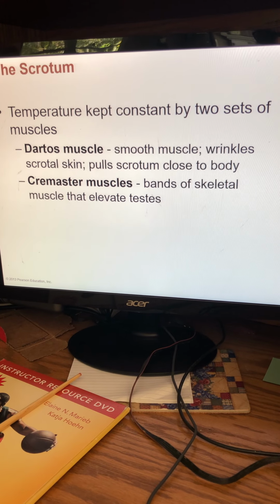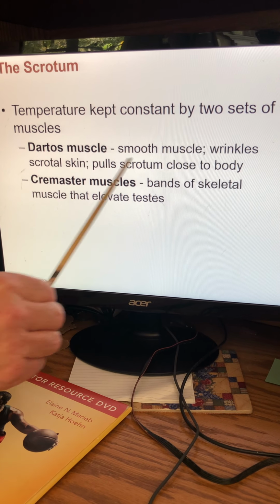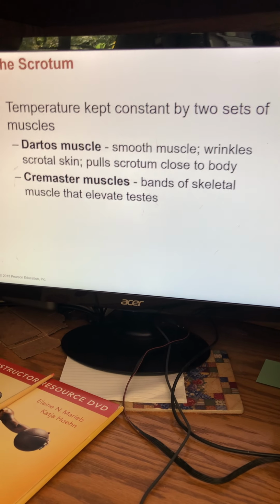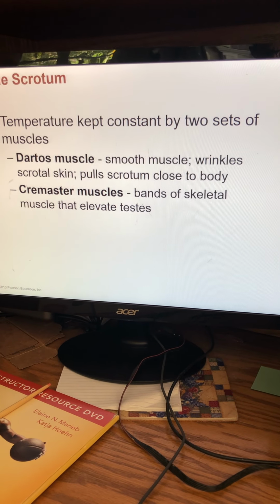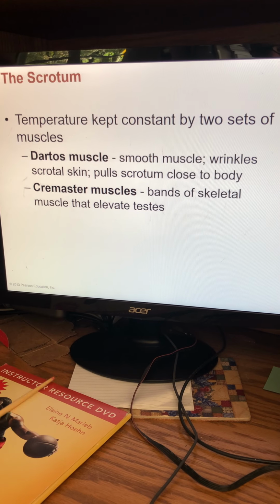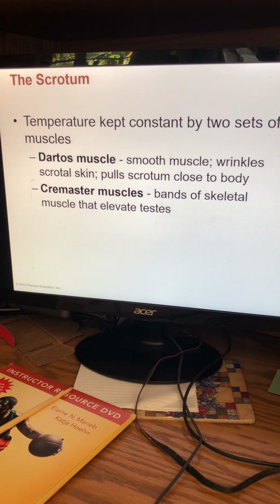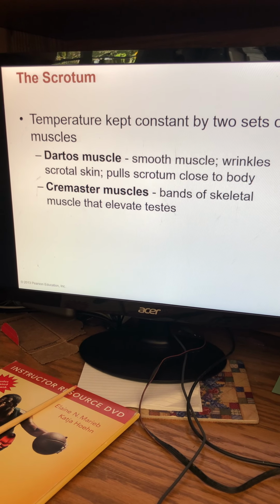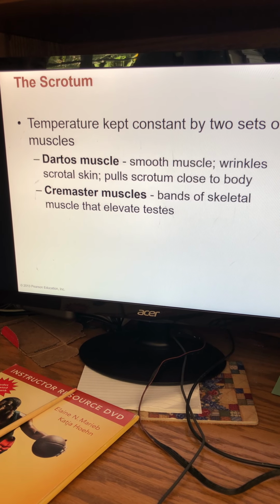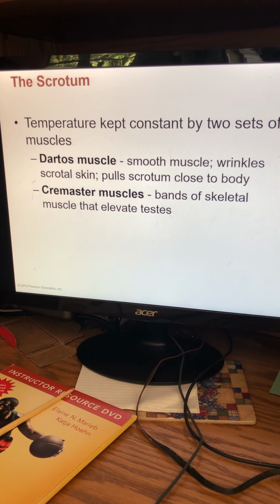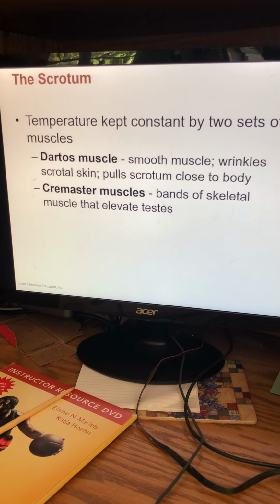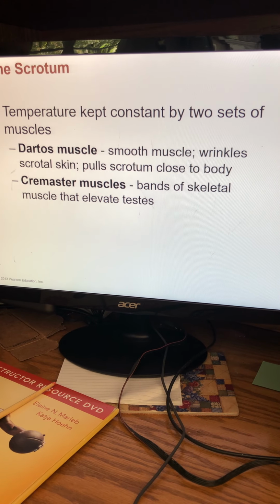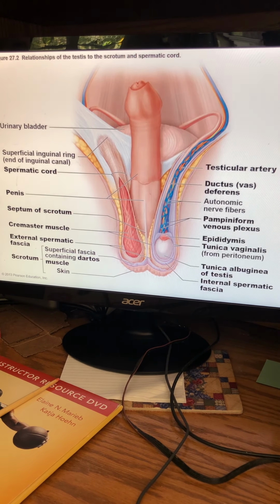In addition to that, the dartos muscles are smooth muscles that will wrinkle the scrotal sac. It's also going to pull the scrotum closer to the body. I kind of think of these muscles as the fins in a radiator, because that's what a radiator does. It cools down the engine as you have air going over it. So between the cremaster muscles and the dartos muscles, it's going to be responsible for making sure that if you're producing sperm, it's going to be viable or be able to be used.